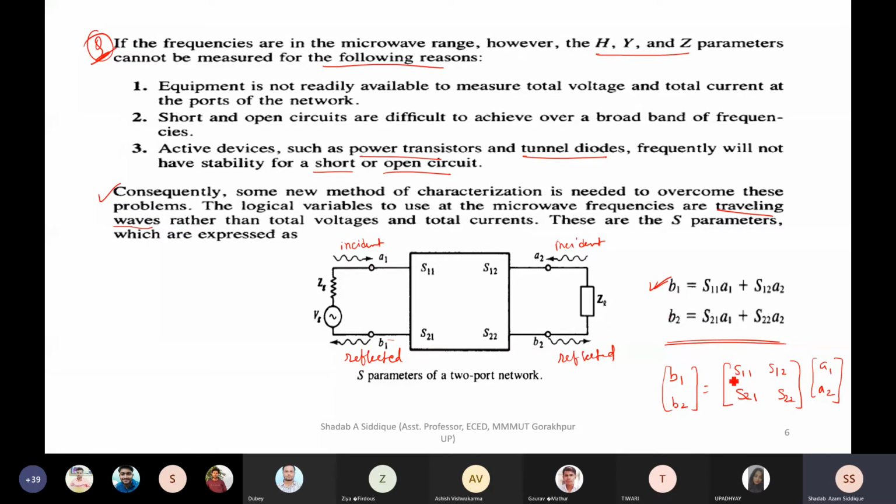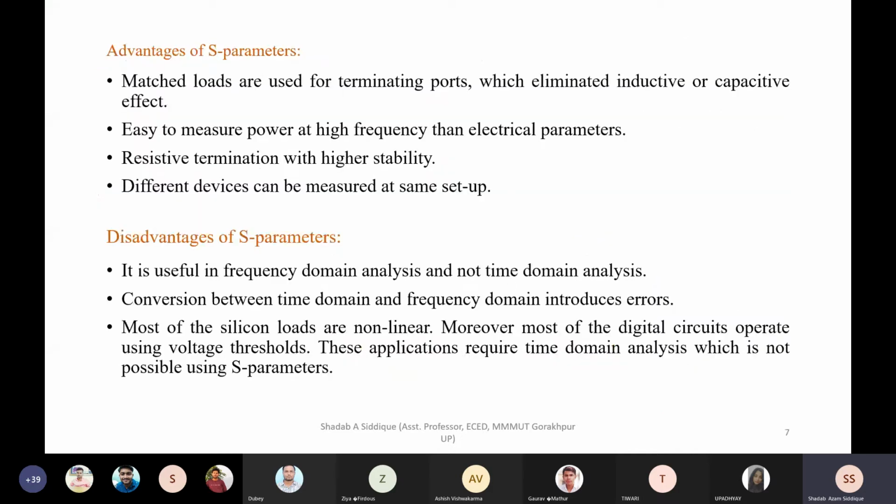Similarly, we can go for multi-port combinations also, M-port combinations. We will deal with M-port combinations also, if we have different ports. So this is the matrix representation for these parameters.